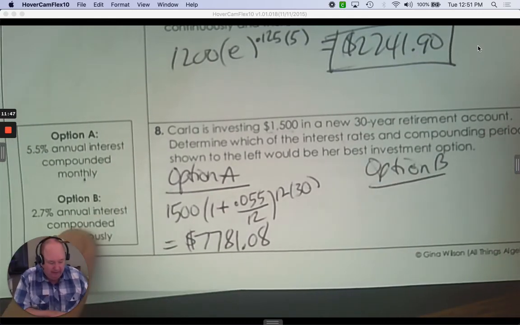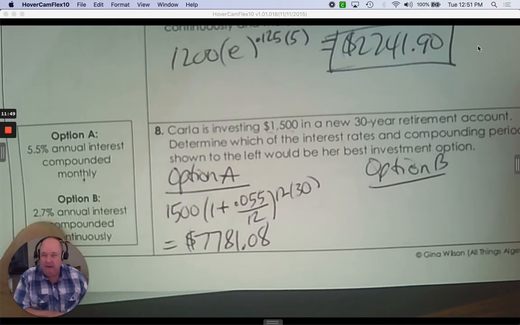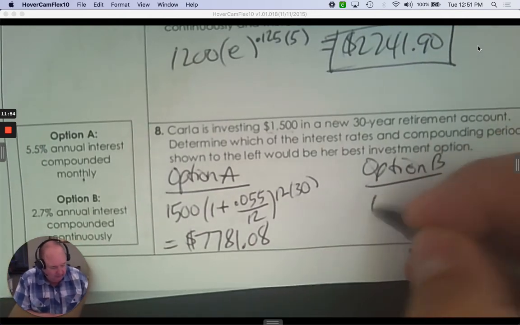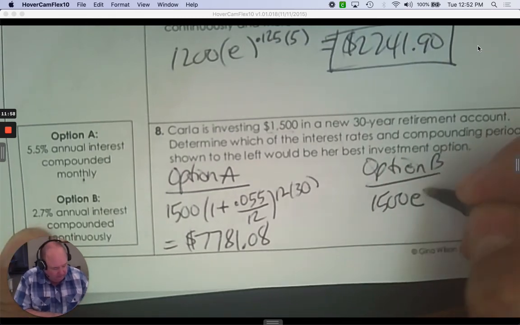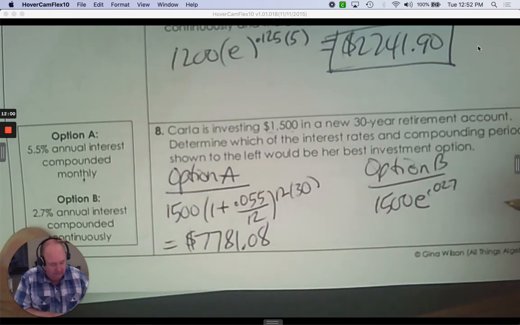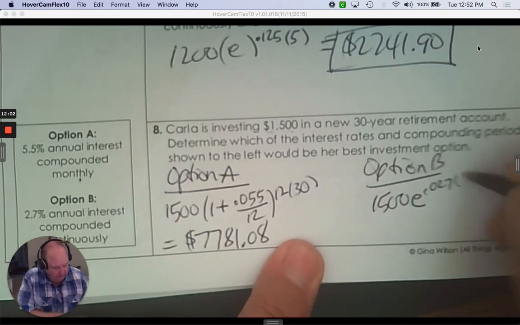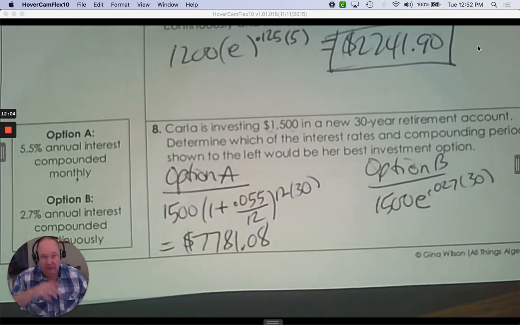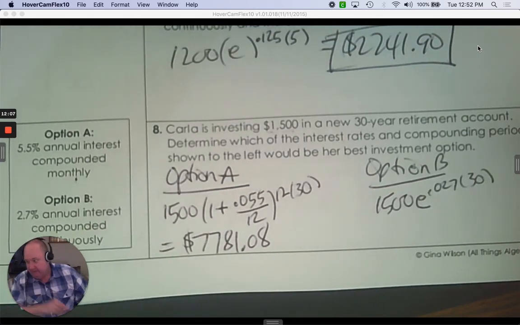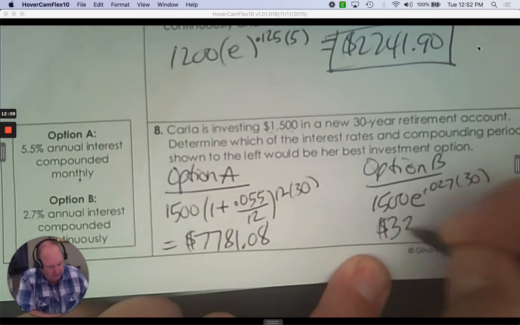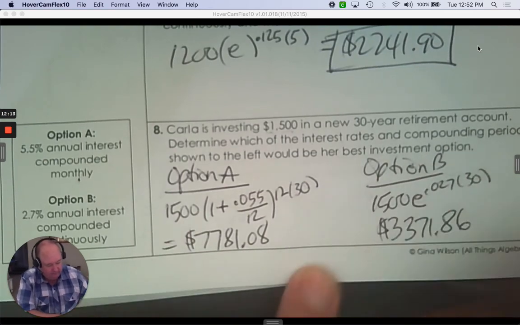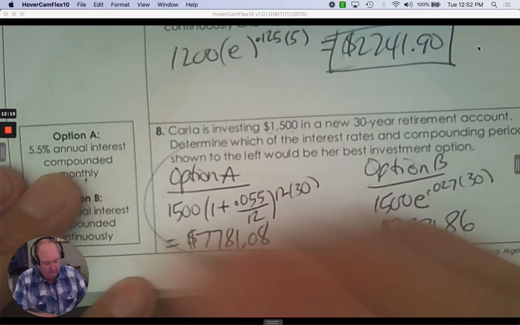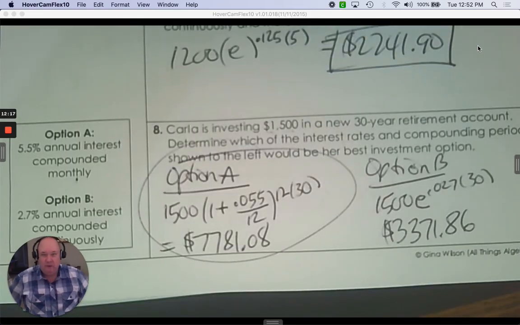Option B is compounded continuously, but with a worse interest rate. So compounded continuously, we start with 1,500, but now it's e to the exponent 0.027, again times 30. So now how much money will they have after 30 years? And it's $3,371.86. Now obviously which option's better? The one that gives you more money, and it's option A.